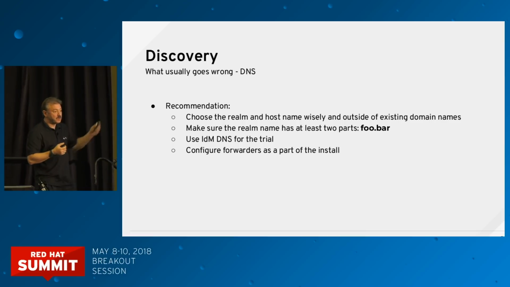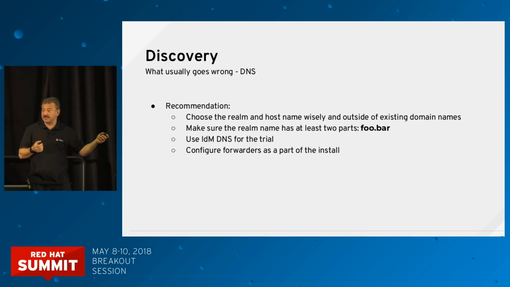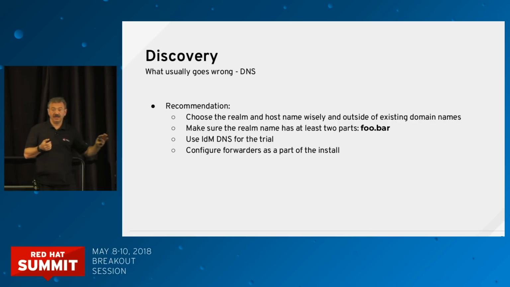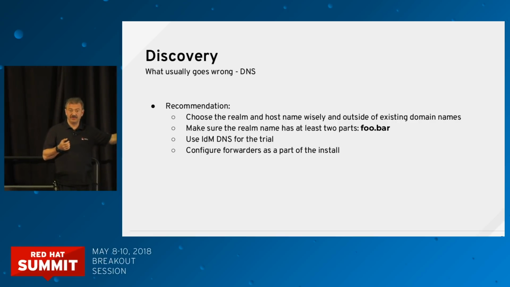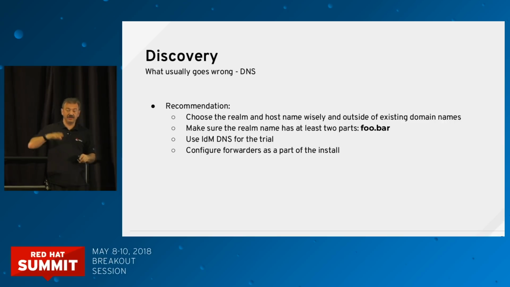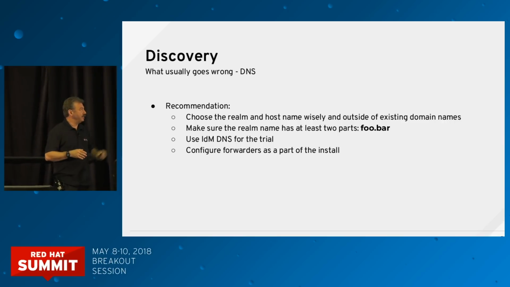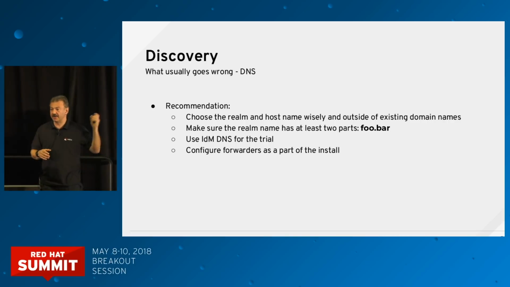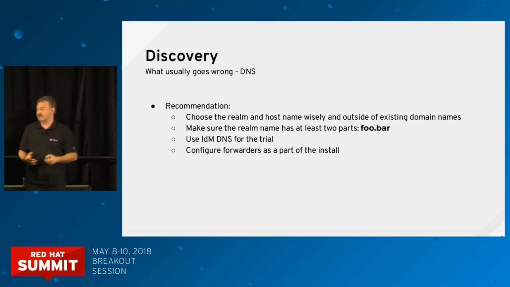Then we'd recommend using IDM DNS when you install it for the first trial. You don't necessarily need to use it in your future deployments, but just to get a taste, it might make sense to have it enabled, and configure forwarders so that it is integrated with your DNS infrastructure.